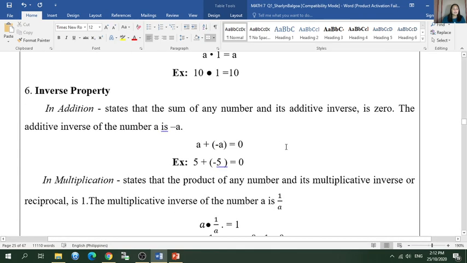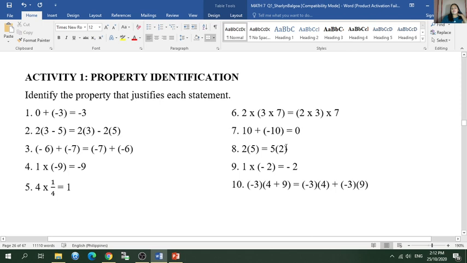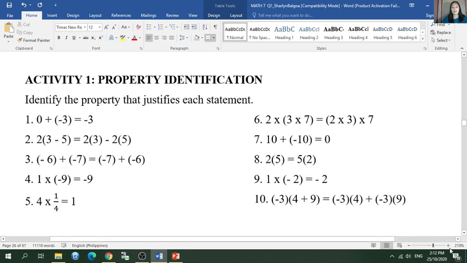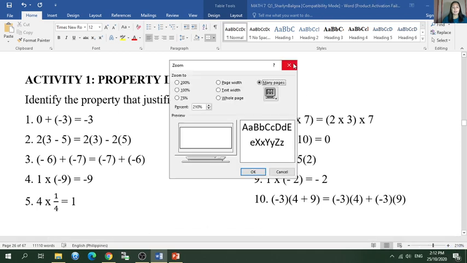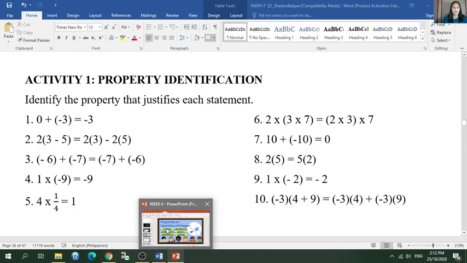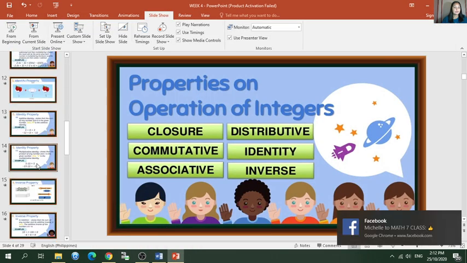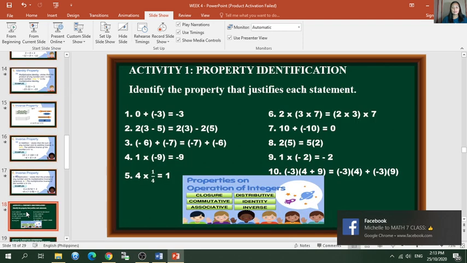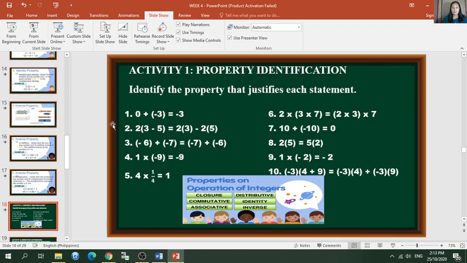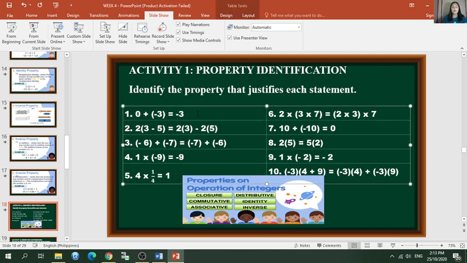Next, we have here your activity. The first activity will be property identification. What you are going to do is identify the property that satisfies or justifies each statement. Okay, so I have here a presentation regarding activity number 1. So we are going to identify what property is used.